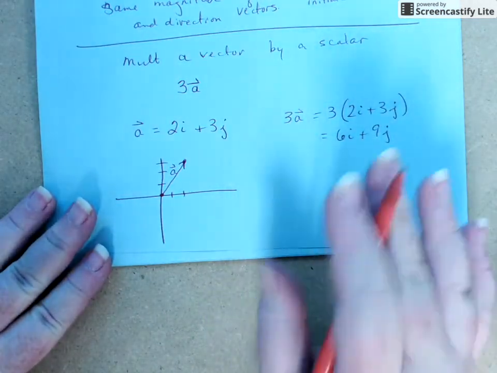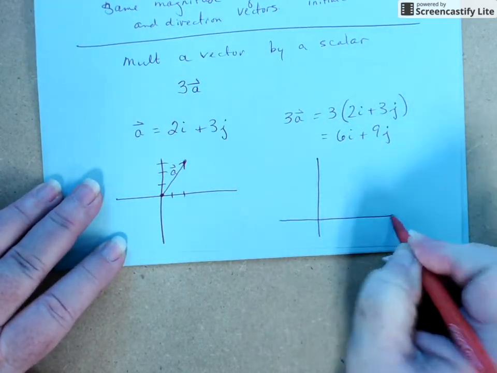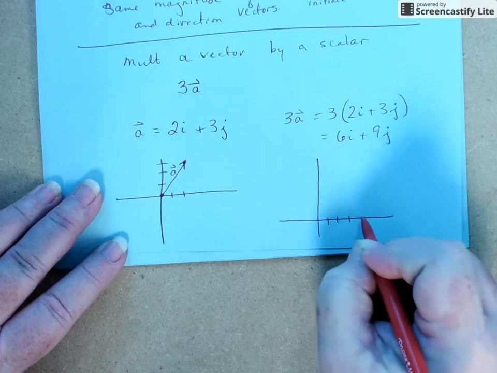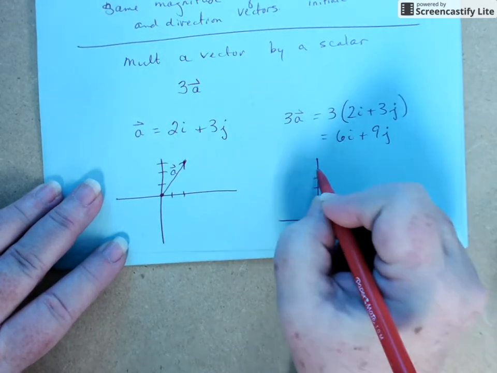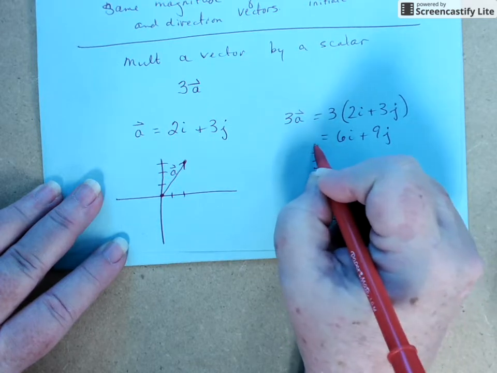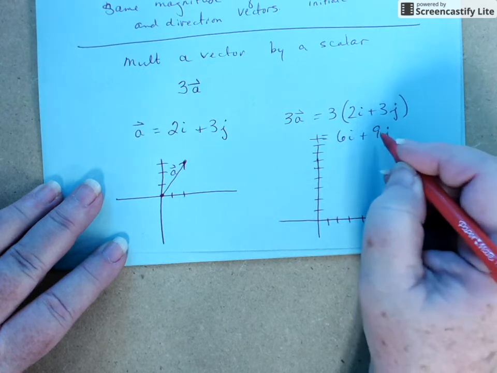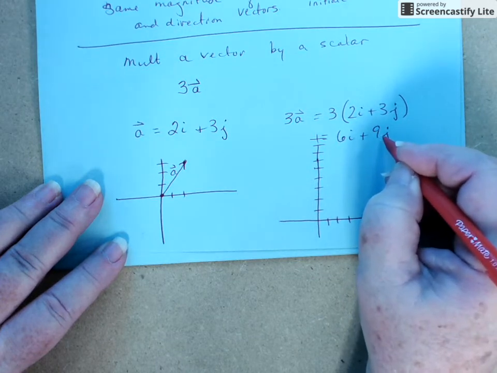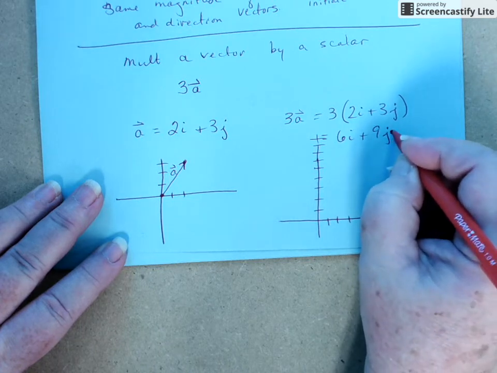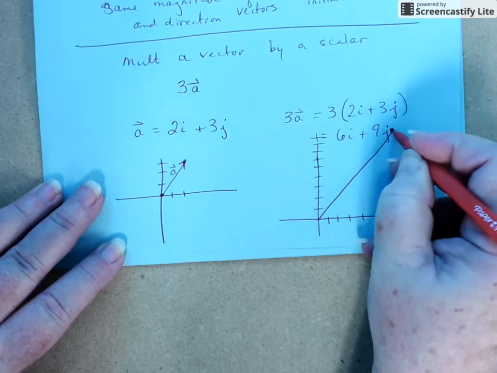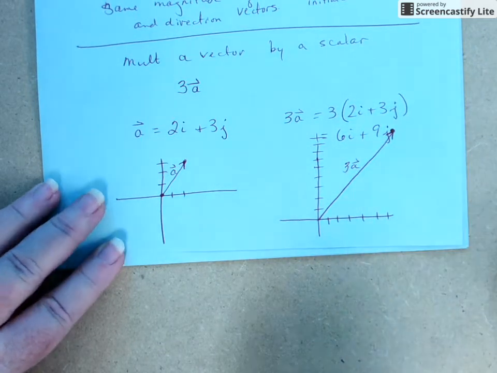If I have 3 of that, I'm going to move this down so you can see it. 1, 2, 3, 4, 5, 6. 1, 2, 3, 4, 5, 6, 7, 8, 9. Oh boy. 6, 9 is going to end up right here in the middle of my number. I'm going to put it right there just a little bit so you can see it. Right there. This is 3 vector A's.